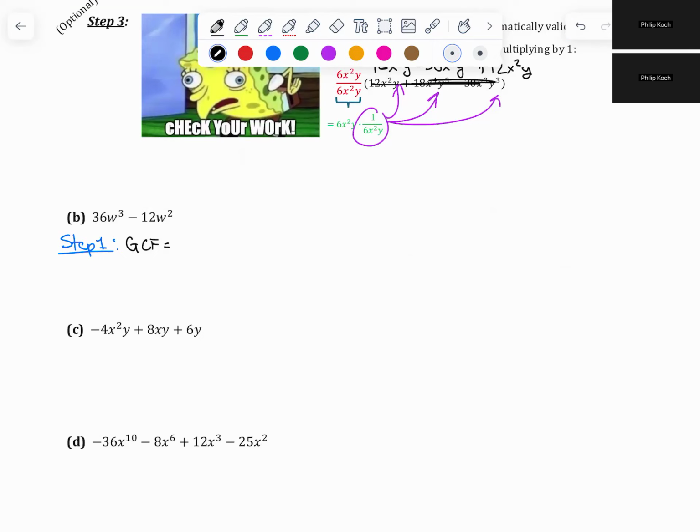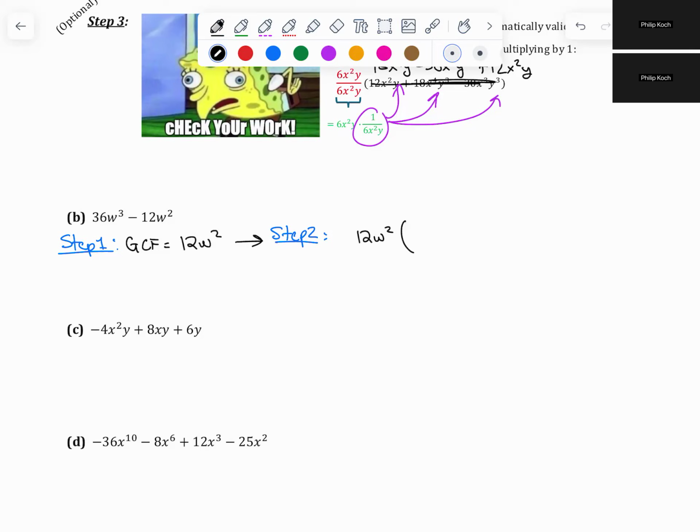So GCF, what do we get? 12W squared is correct. So then step 2 would be to factor it out front. So we'll write 12W squared out front. And then this is what happens in practice.